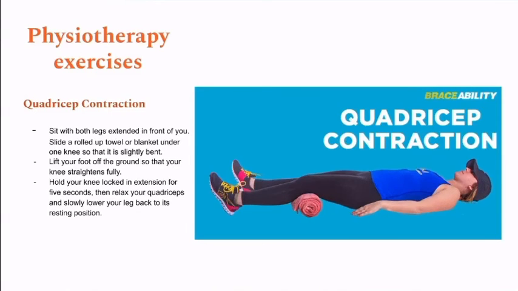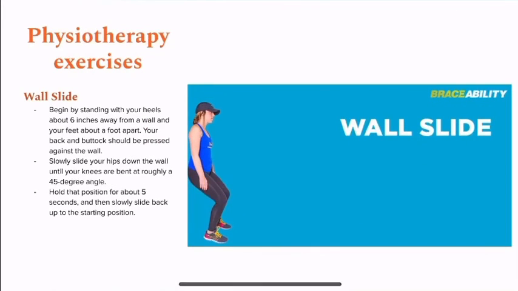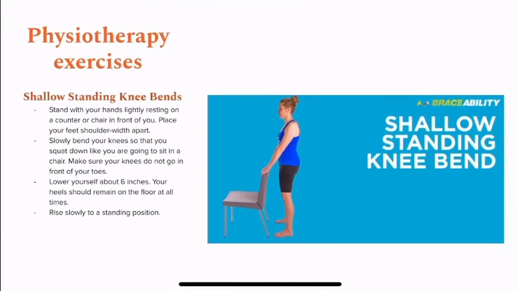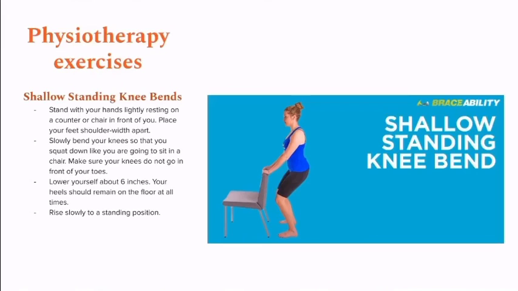The quadriceps contraction exercise is given to patients in order to strengthen the quadricep muscle. The wall slide exercise practices flexion and extension of the knees. These movements are essential for daily activity for tasks as simple as walking or sitting down. Shallow standing knee bends practice balance and agility of the knee. To further advance this movement, a chair can be removed once the muscles are strong enough without the extra support.